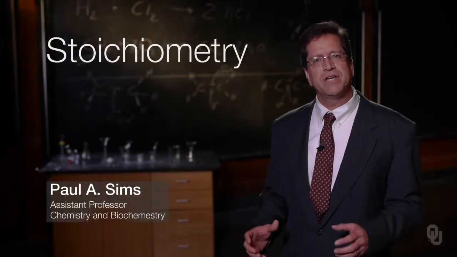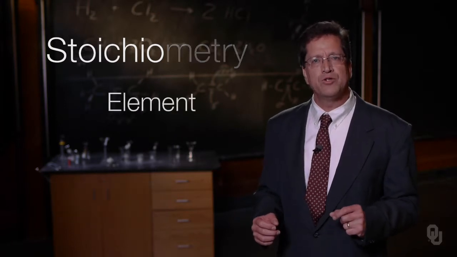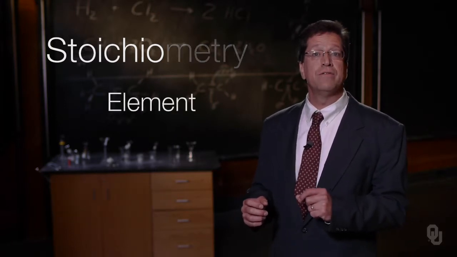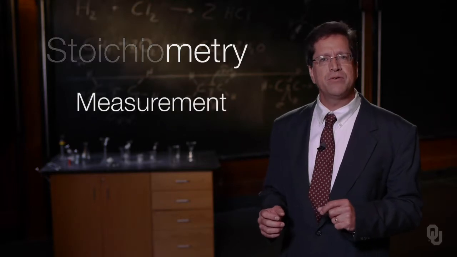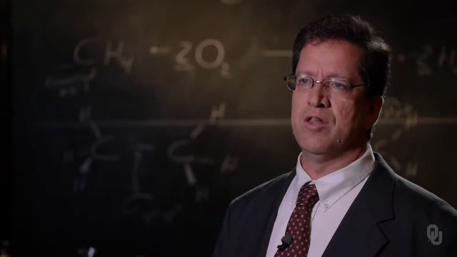Stoichiometry is a complicated sounding word, but if we break it down, we see that it isn't too bad. The first part, stoichio, is from the Greek word for element. The second part, metry, is from the Greek word for measurement. So stoichiometry is about measuring elements. And ultimately, what you're going to see, it's about balancing chemical equations.